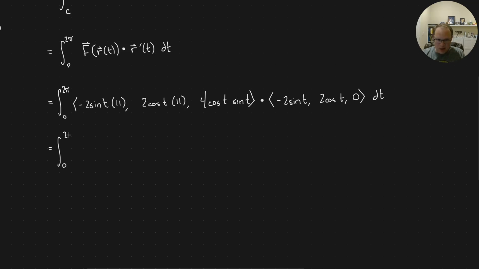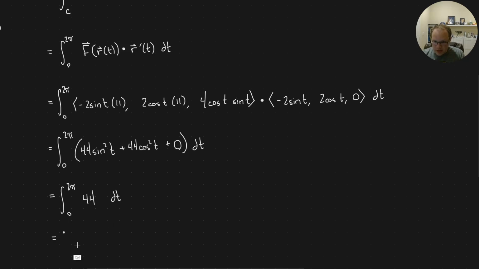And if we take the dot product, we would get negative 2 times negative 2 times sine t times sine t times 11. So that's going to be 44 sine squared t. Multiply second components, I get 44 cosine squared t. And then this times 0 is just 0. So factor out the 44. Sine squared plus cosine squared is 1, so I'll just get the integral of 44.